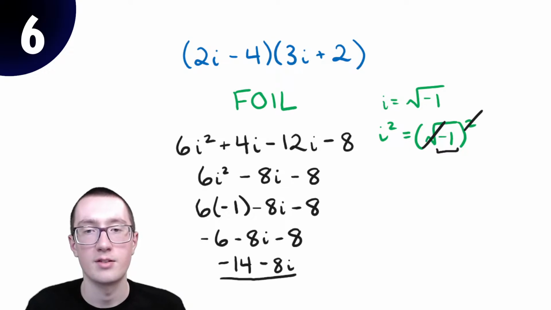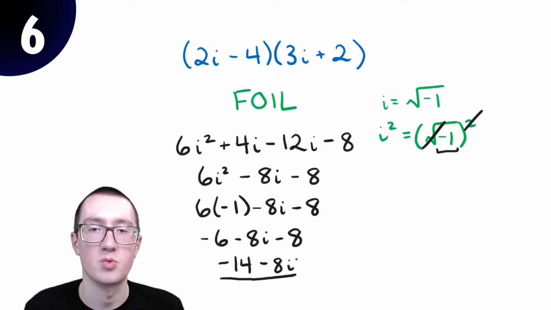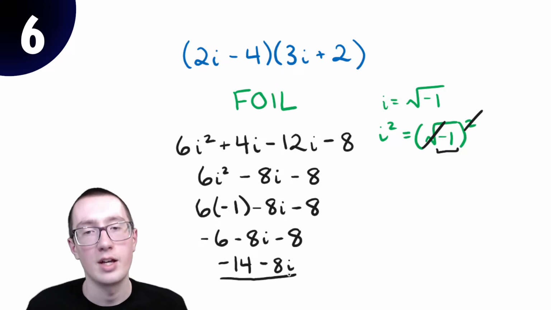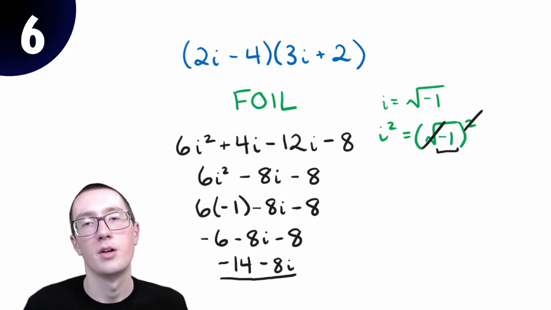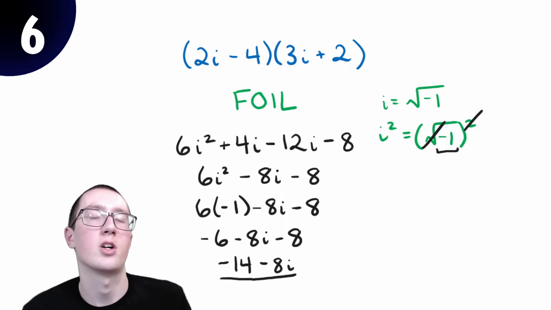And this is our final simplification. Remember, there's nothing else we can do with this because it's just the i by itself, and it's a complex number again. We have our real part, which is -14, and we have our imaginary part, which is -8i. So that's how you multiply complex numbers.